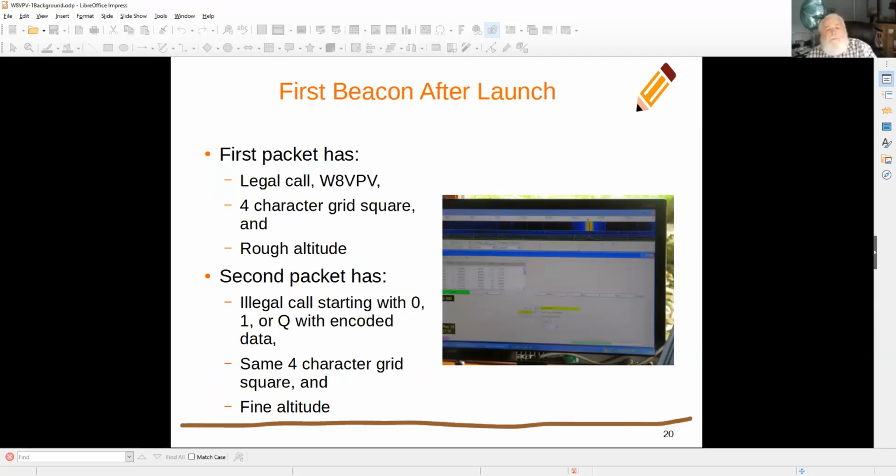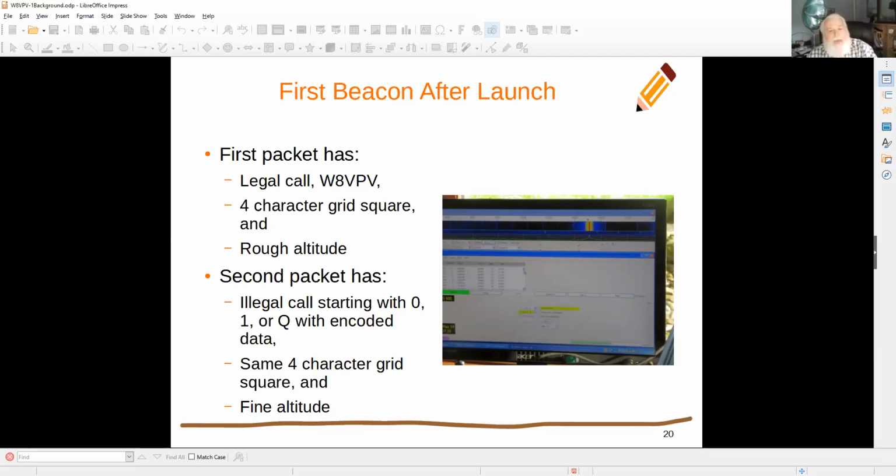In the first packet, what you have is your legal call, which in this particular situation is W8VPV. We're using the club call here. And then there's a 4-character grid square. And then where the power is supposed to be, in milliwatts, in dBm, we actually encode the rough altitude. The altitude to the nearest 1,000 meters is what happens there.